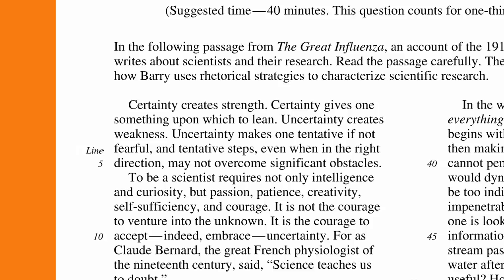Obviously, you should have seen pretty much right off the bat, right? We have the use of certainty, and then the use of uncertainty. You might have also noticed use of strength and weakness, right? Even in this portion here, right? Something upon which to lean, something that will help you as opposed to something that probably won't help you. All right, is what that's saying. May not overcome significant obstacles. This is a great example of antithesis at work.